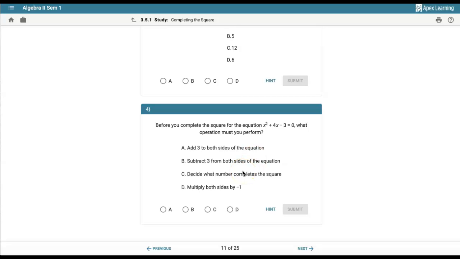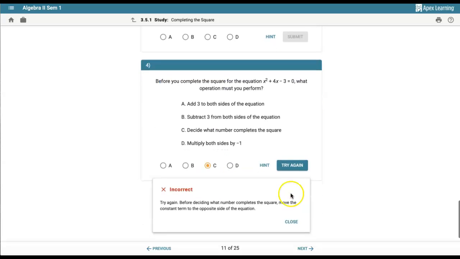You got to decide what number completes the square. Before we start adding or subtracting things, we got to figure out what completes the square here. All right, so let me see if that's the right answer. Incorrect. Before deciding to complete the square, we got to move the constant to the other side.